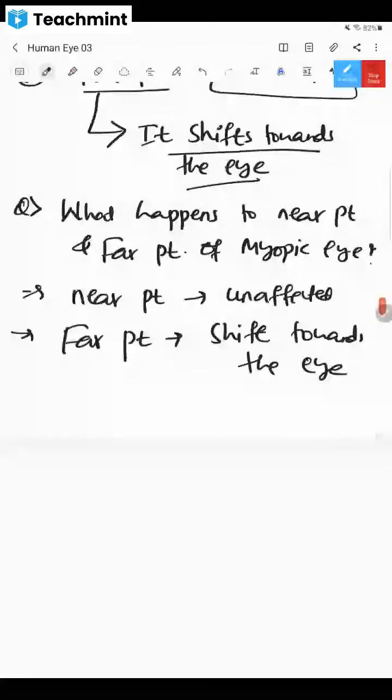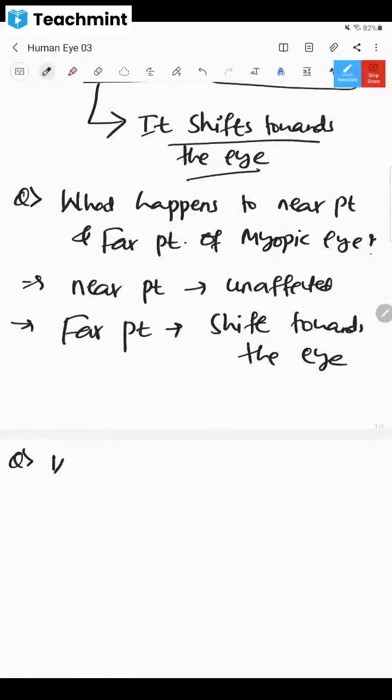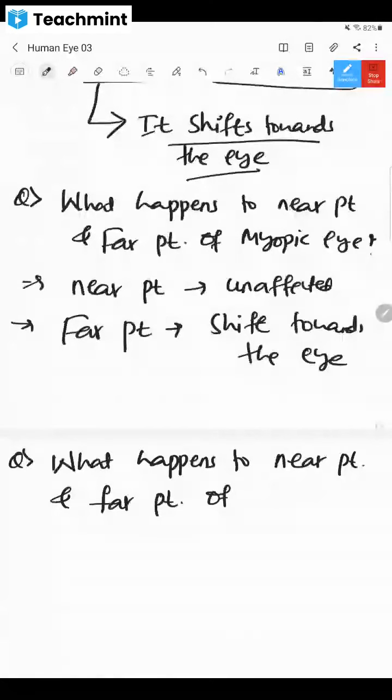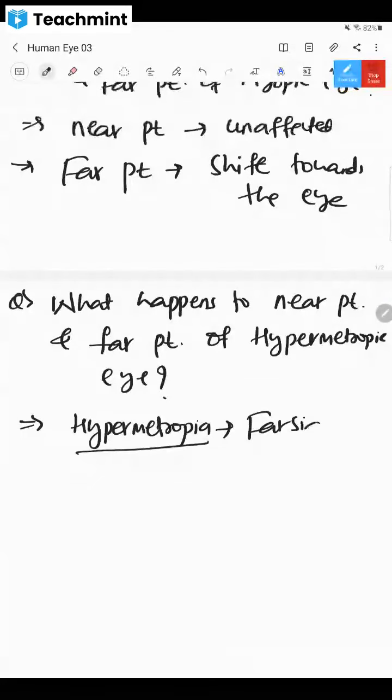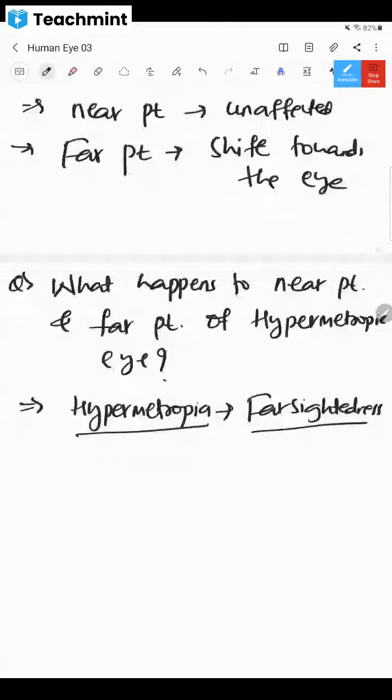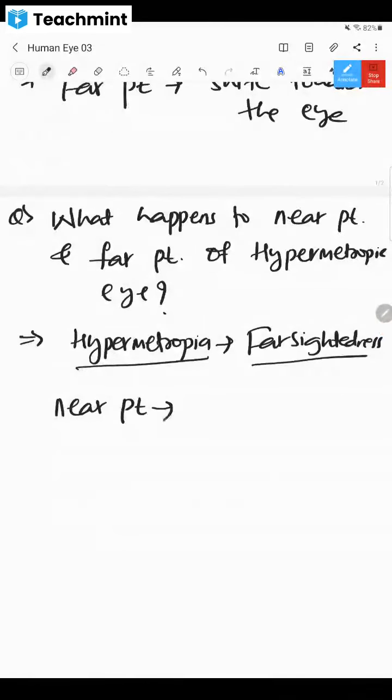Now similarly, they may ask you what happens to the near point and far point of a hypermetropic eye. First of all, to answer this kind of question directly, what is the meaning of hypermetropia? It is farsightedness. So is anything happening to the far point? No, because it is farsightedness. It remains unaffected.